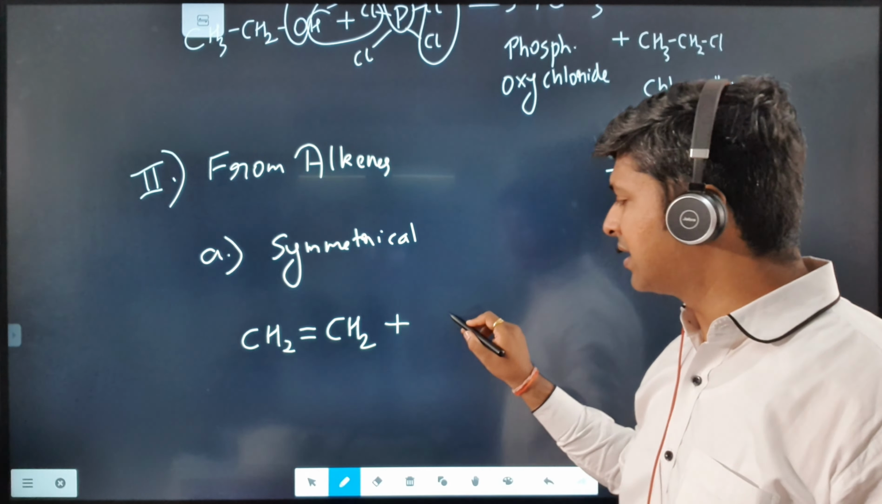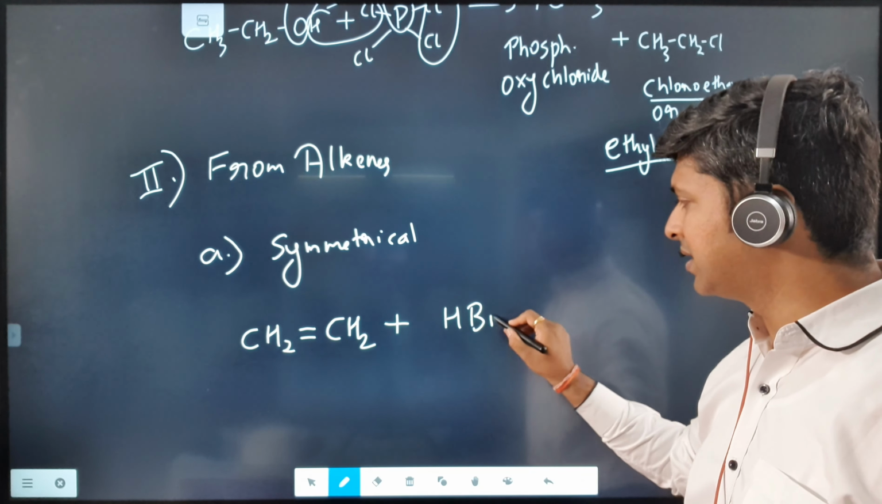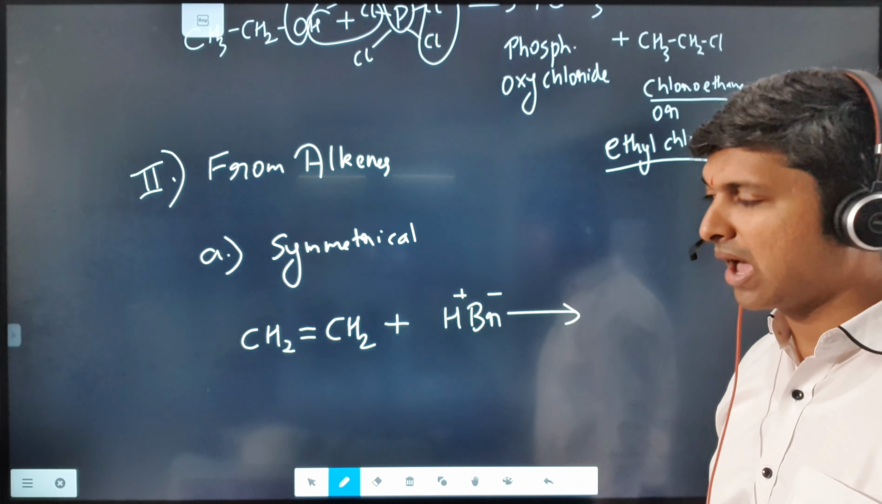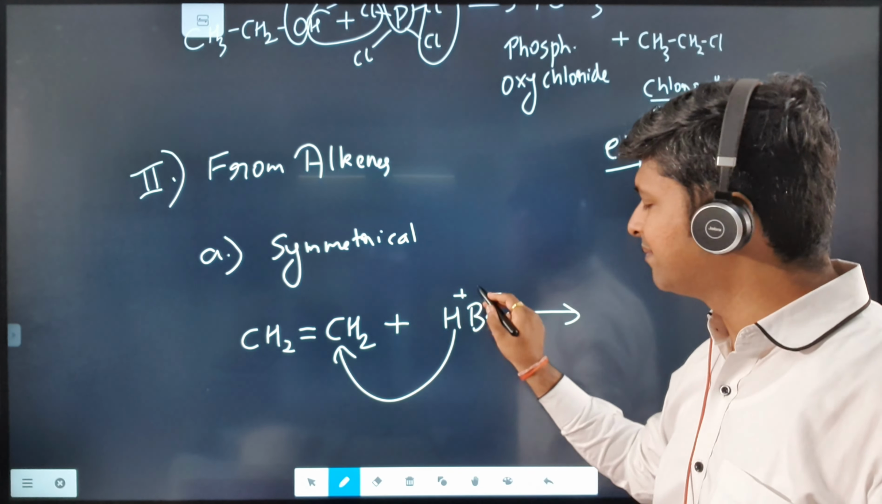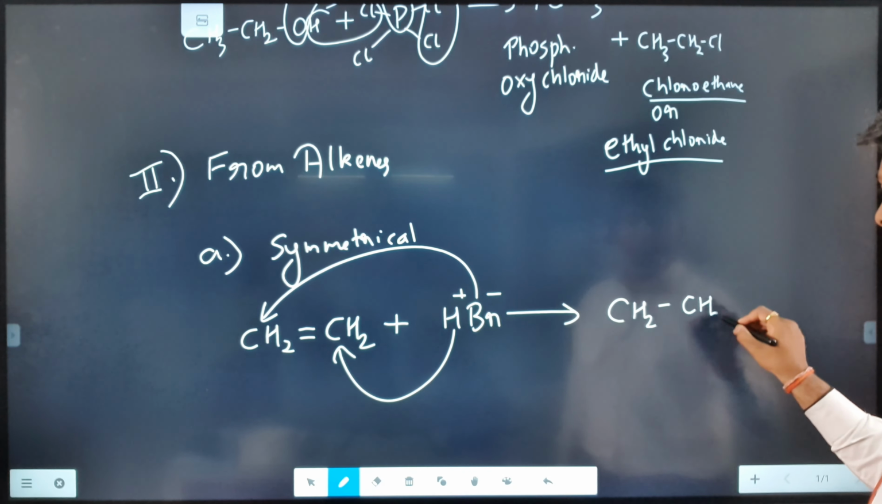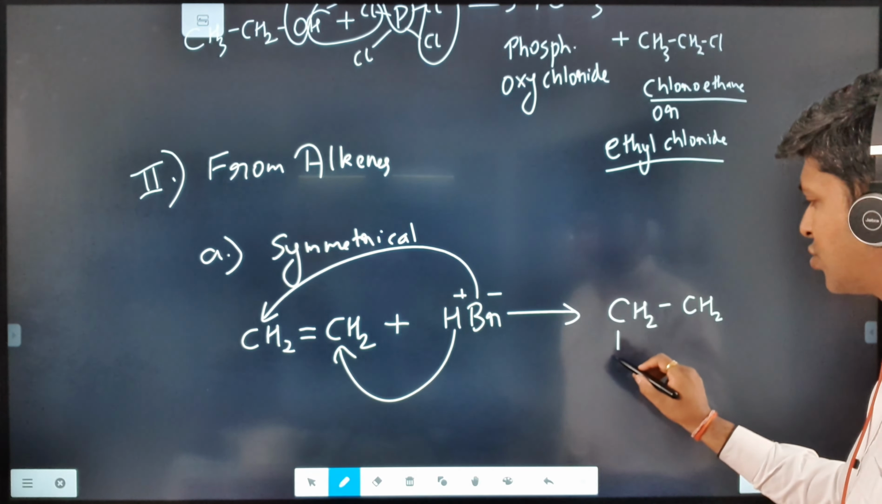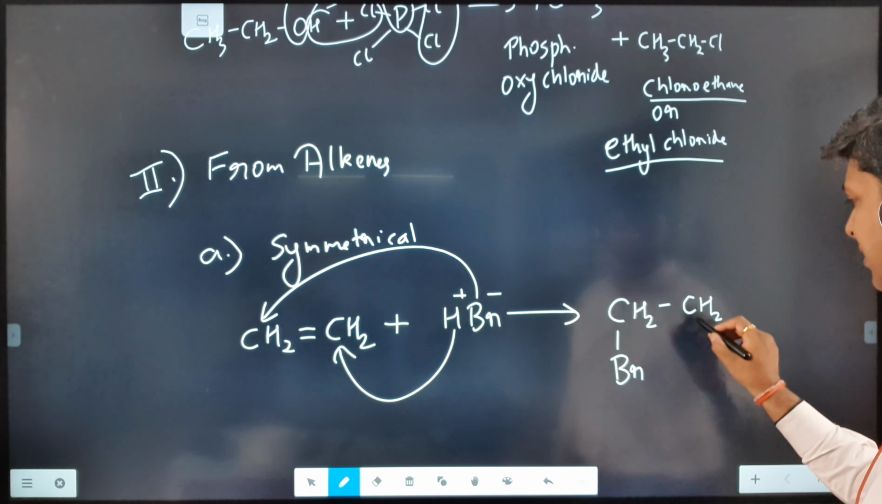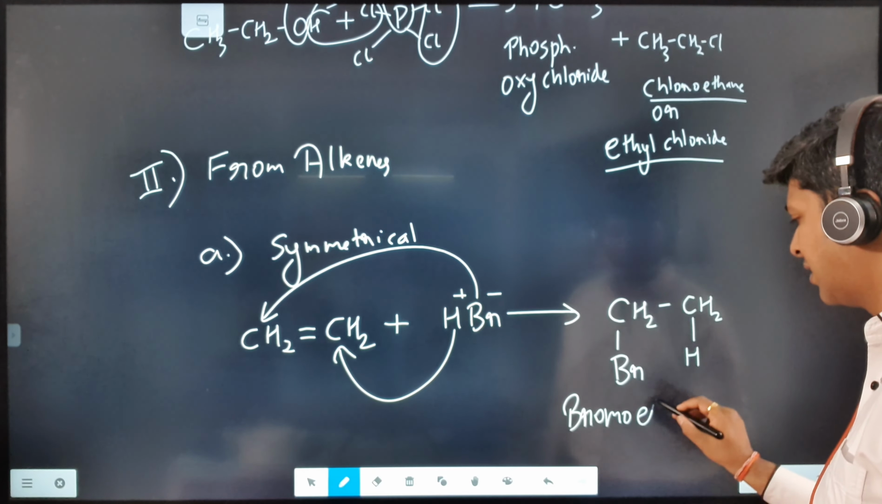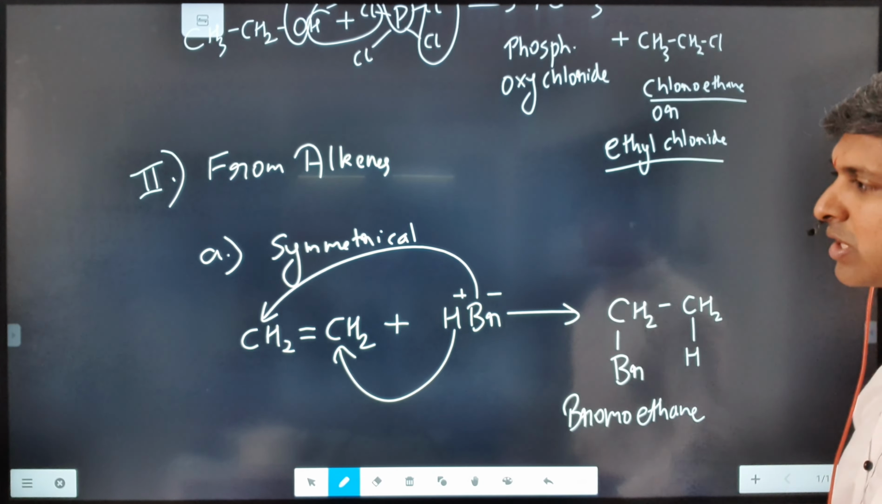And in this symmetrical alkene, we add HBr, and then we are having H plus and Br minus. H plus will get attached over here, Br minus will get attached over here. As simple as that. And the double bond will convert into single bond. This is the simplest addition reaction. So we have got Br connected over here. We have got H connected over here. This is bromoethane, a haloalkane which has been prepared using an alkene.